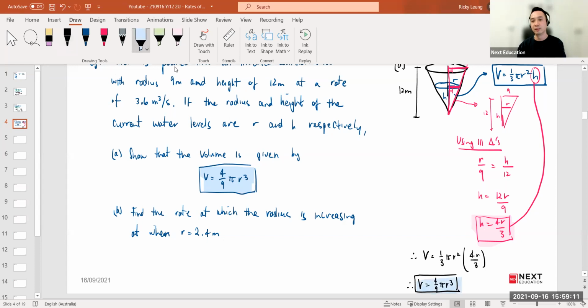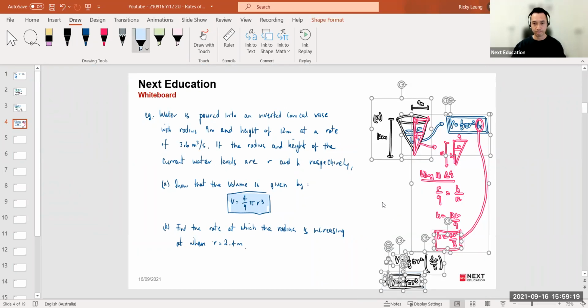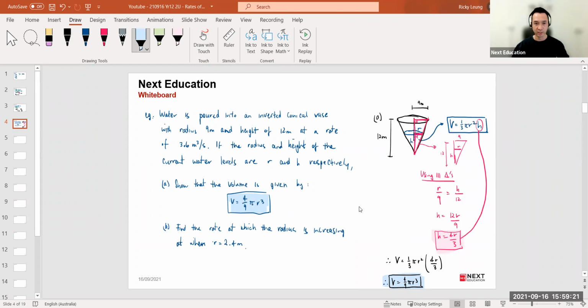And that is a good start. I haven't done any rates yet. I can't fit, so I'll just do the next page. But before I do it, what are we given? The 9 and the 12, I've used it to derive my similar triangles. But now the rate I haven't used. The rate, what's that? That the water is poured in. So I told you before, you can tell by the units, that is the rate of change of volume, which is 3.6.